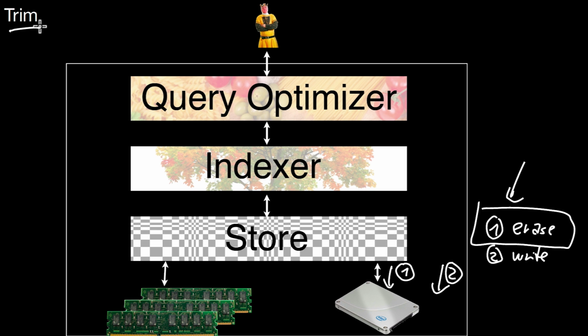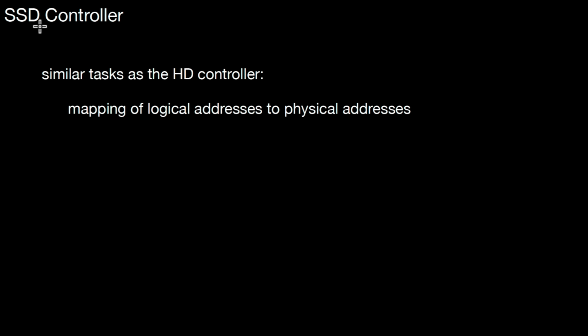That's a trim command. With trim, you tell the SSD, hey, this block is actually not required anymore. You may delete it at any time. So in summary, what does the SSD controller do? It's similar to a hard disk controller. So it has tasks like mapping logical addresses to physical addresses. This is even more obscure than it already is in a hard disk drive.